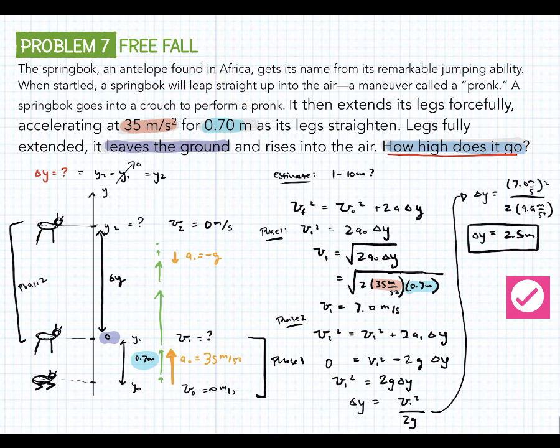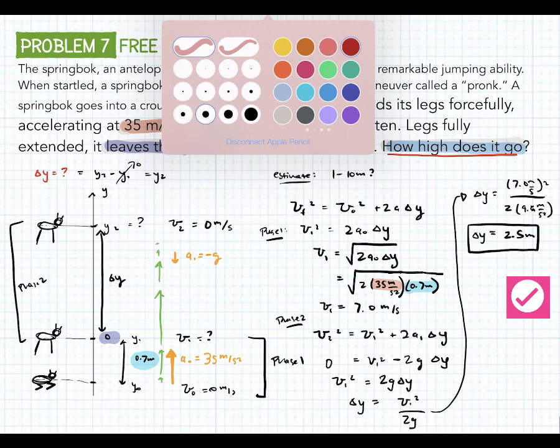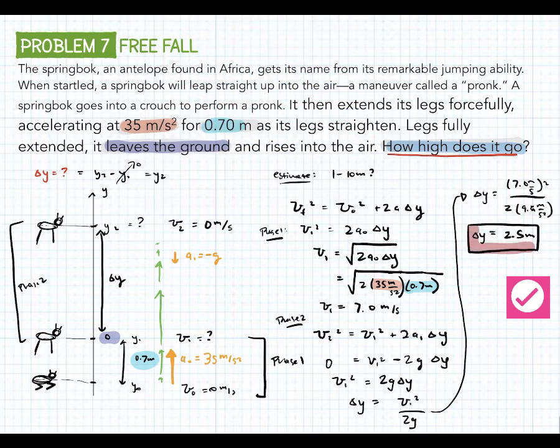So our final answer that we're looking for is going to be 2.5 meters. Now if we go back to our estimate, we had estimated it between 1 and 10 meters, and this definitely qualifies. 2.5 meters is actually pretty high. A meter is 3 feet, so this can jump over a person essentially. But that does seem reasonable for an antelope, so we're in pretty good shape.